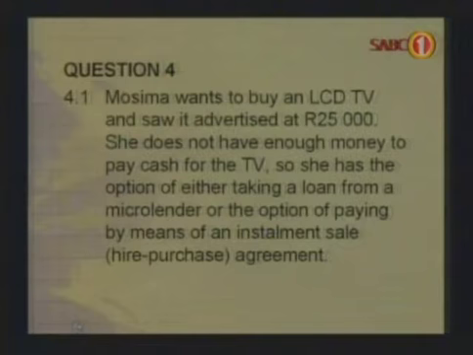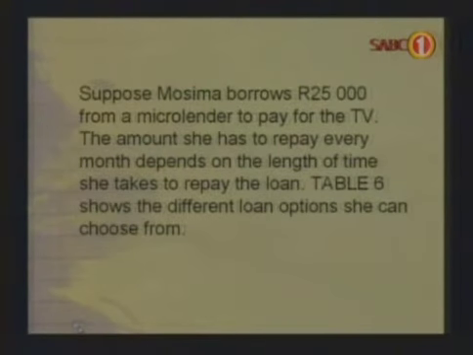Okay, let's look at the next question. Mosima wants to buy an LCD TV and saw it advertised at 25,000 Rand. She does not have enough money to pay cash for the TV, so she has an option of either taking a loan from a microlender or paying by means of an installment sale, in other words, a hire purchase agreement. Suppose that Mosima borrows 25,000 Rand from a microlender to pay for the TV. The amount she has to repay every month depends on the length of time she takes to repay the loan. Table 6 shows the different loan options that she can choose from.